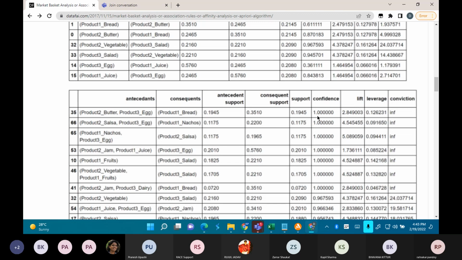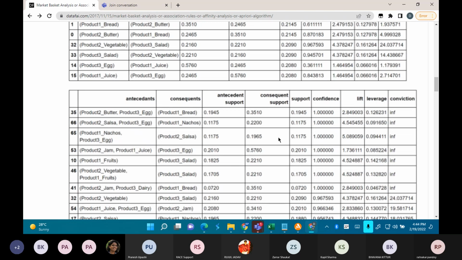Right? Everybody follows this? Yes. So if somebody has already bought butter and egg, then they will 100% likely buy the bread. Similarly, again, I have made up this data, so don't worry about it. If somebody has bought salsa and egg, 100% likely they will buy nachos. I don't know about the egg, but salsa you won't directly lick like that, right? You have to have something, chips or nachos or whatever, so you eat with this. So that combination is there.